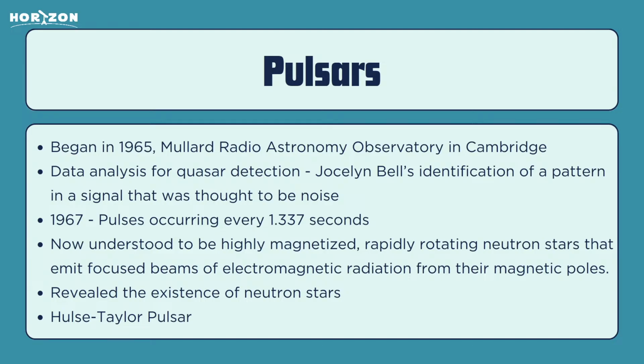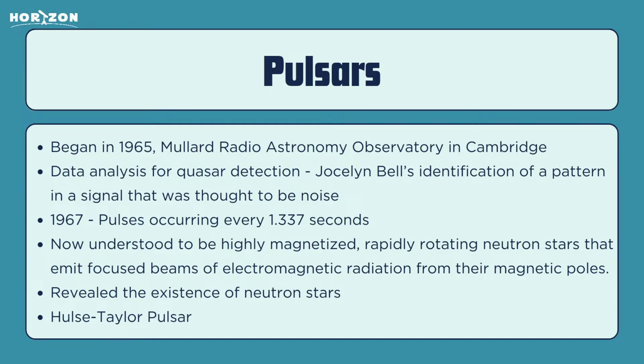In 1967, Bell and her supervisor, Anthony Hewish, concluded that the signal was a series of periodic pulses with a time period of exactly 1.337 seconds. The signal's extraterrestrial source was confirmed by the fact that they appeared once every 23 hours and 56 minutes, which is the length of the sidereal day.